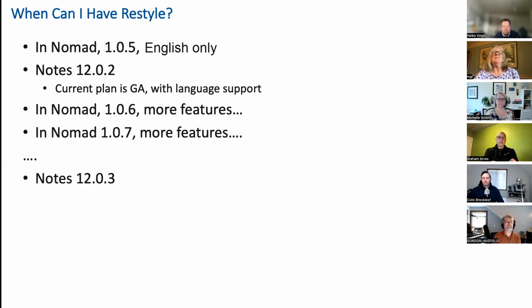And when can you have it? In Nomad 105, which I think is imminent, maybe tomorrow or very soon, it's coming out English only because of the way Nomad accepts translations. We're going to be iterating in Nomad. The Notes client tends to come out once a year, so we will come out in 1202 with language support in the Notes client. So Heiko will be able to use his German menu item in 1202. But in Nomad, it's only going to show up if the browser language is English.